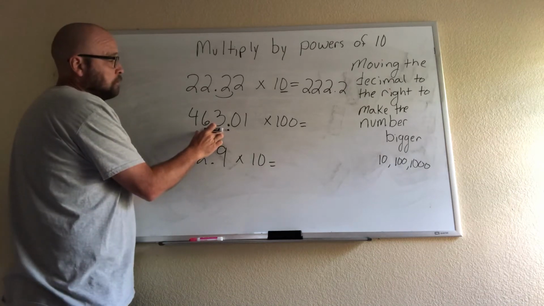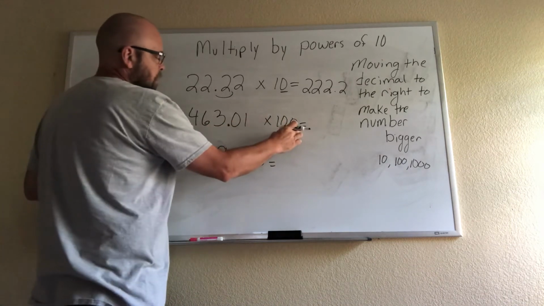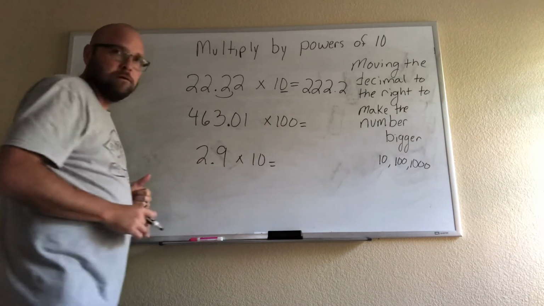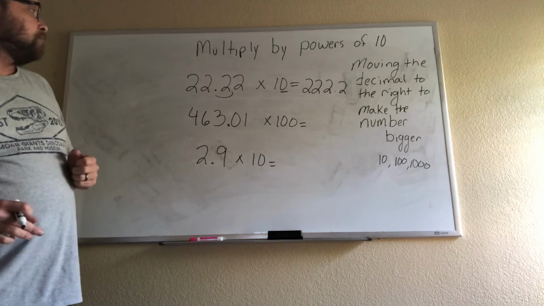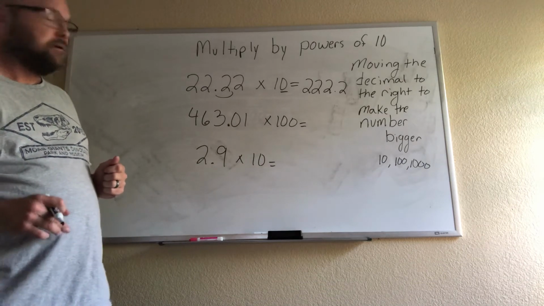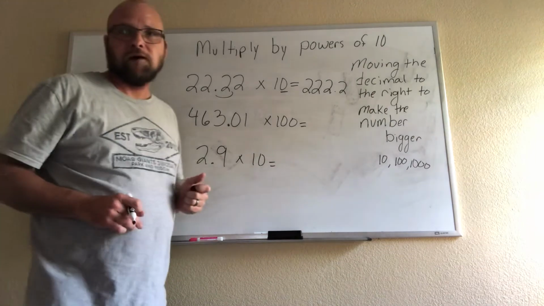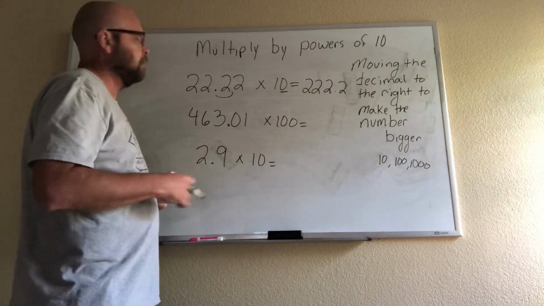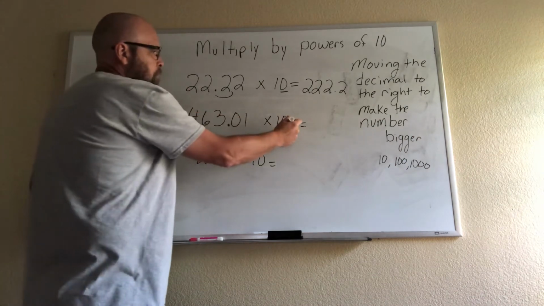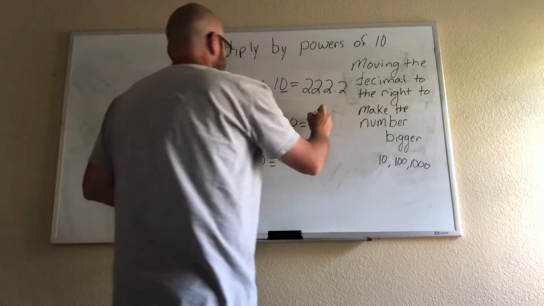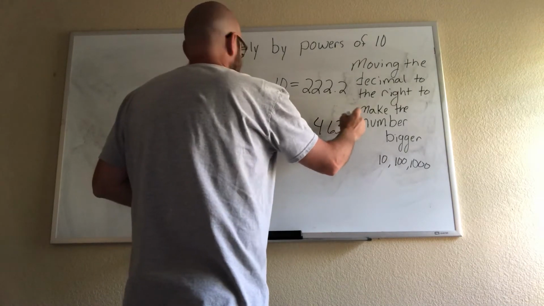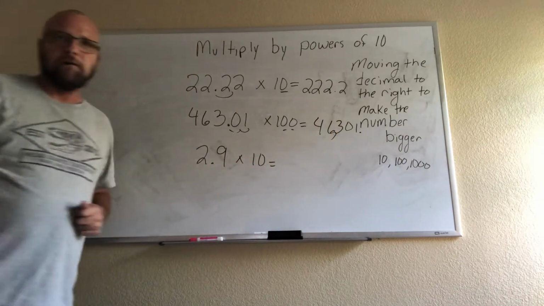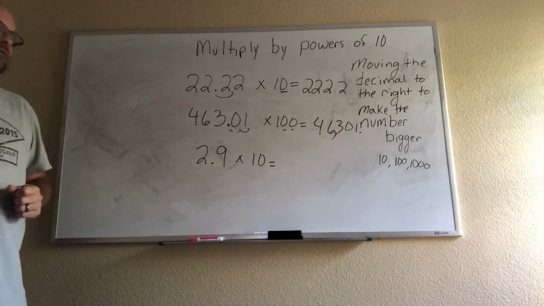If I multiply 463 times 100, it'd be 46,300. So 46,300 would be my estimate. So we're going to move the decimal point 2 zeros, 2 places to the right. I'm going to get 46,301, and then my decimal point. So 46,301.